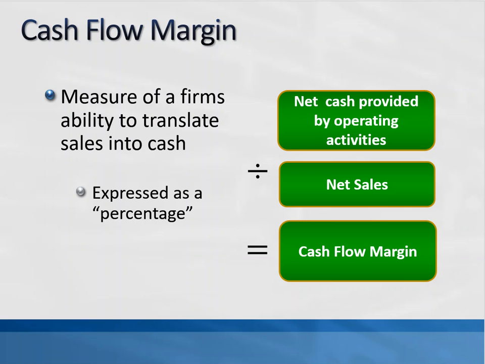Cash flow margin. Take your net cash provided by operating activities, which would come from our statement of cash flows, divided by net sales. And that'll tell us how much of our sales come in the form of cash.